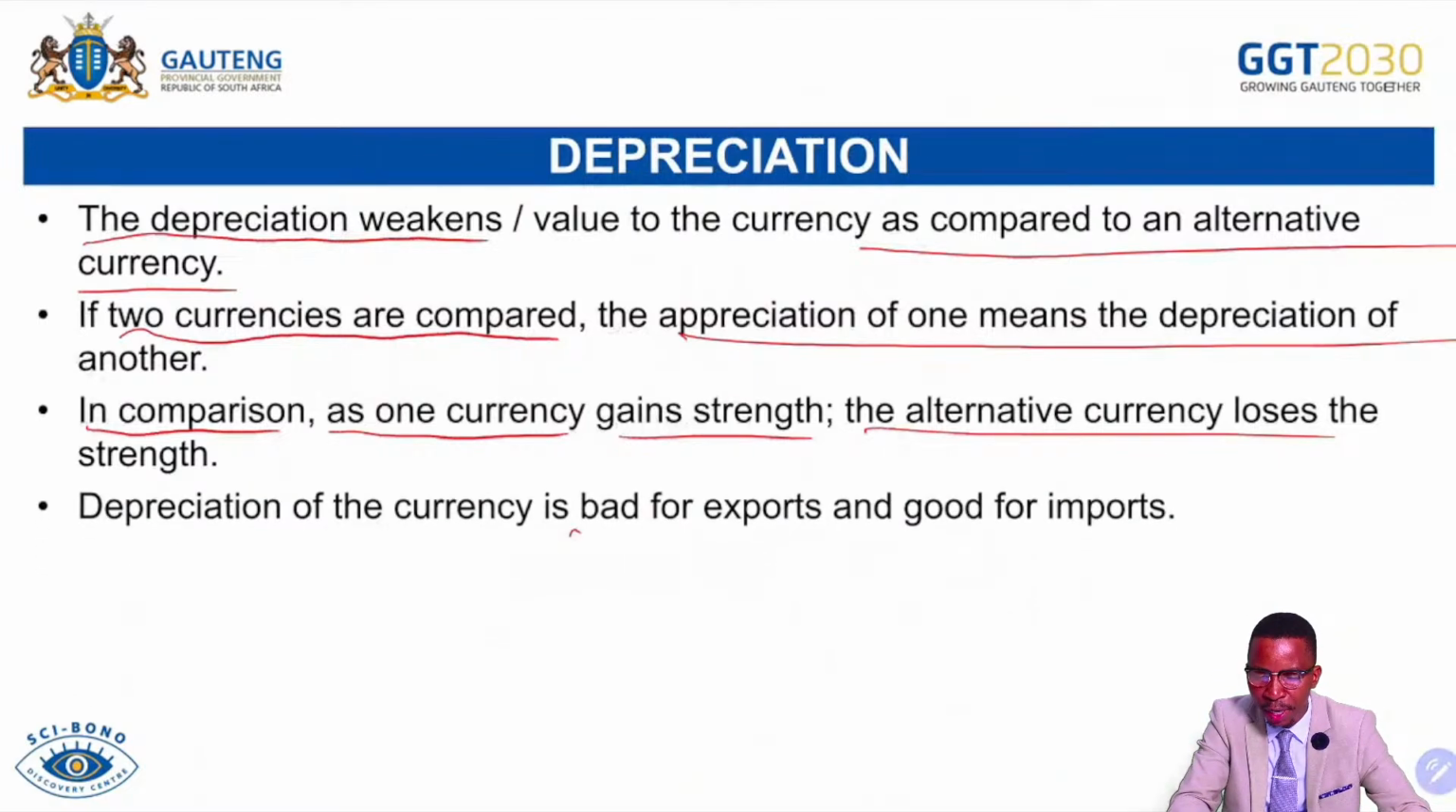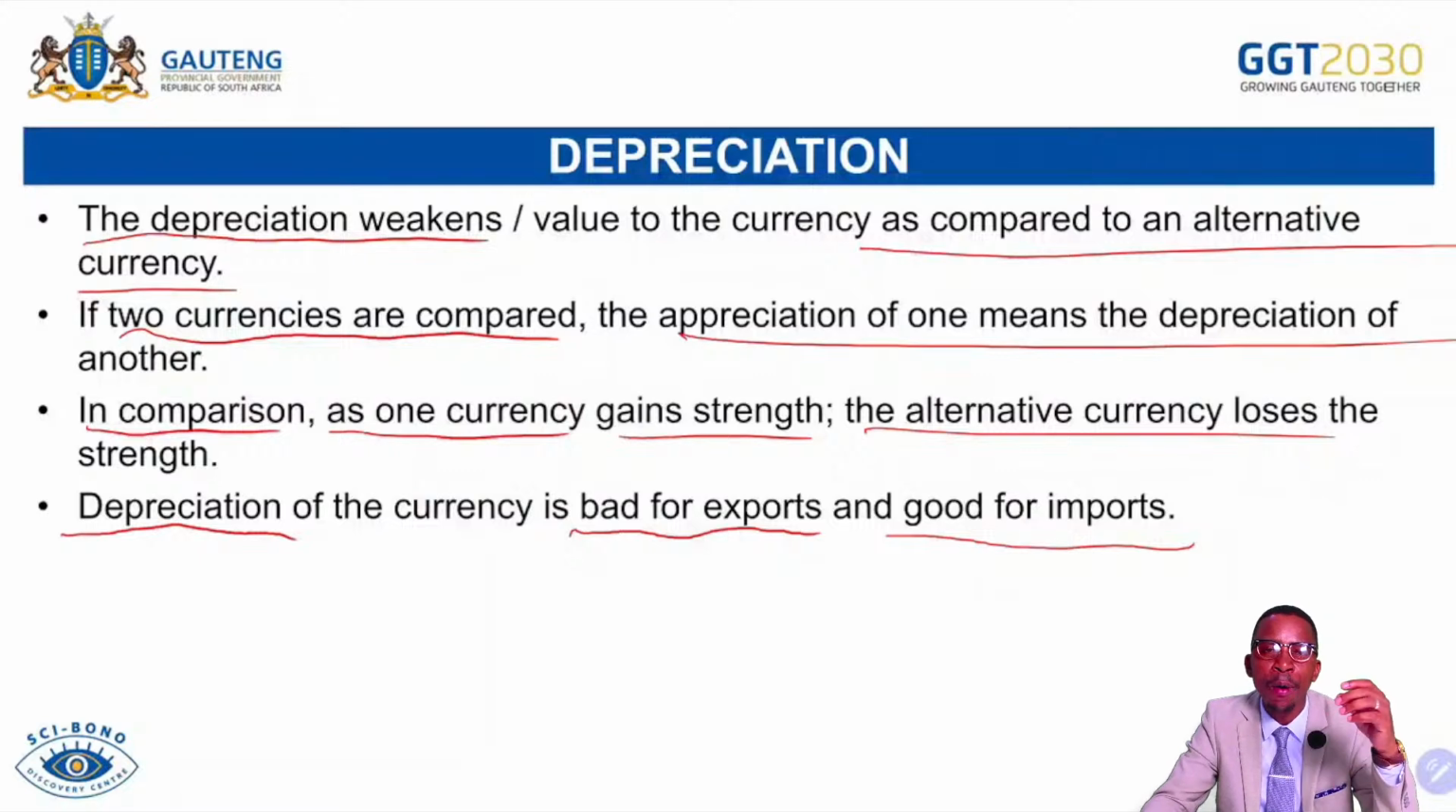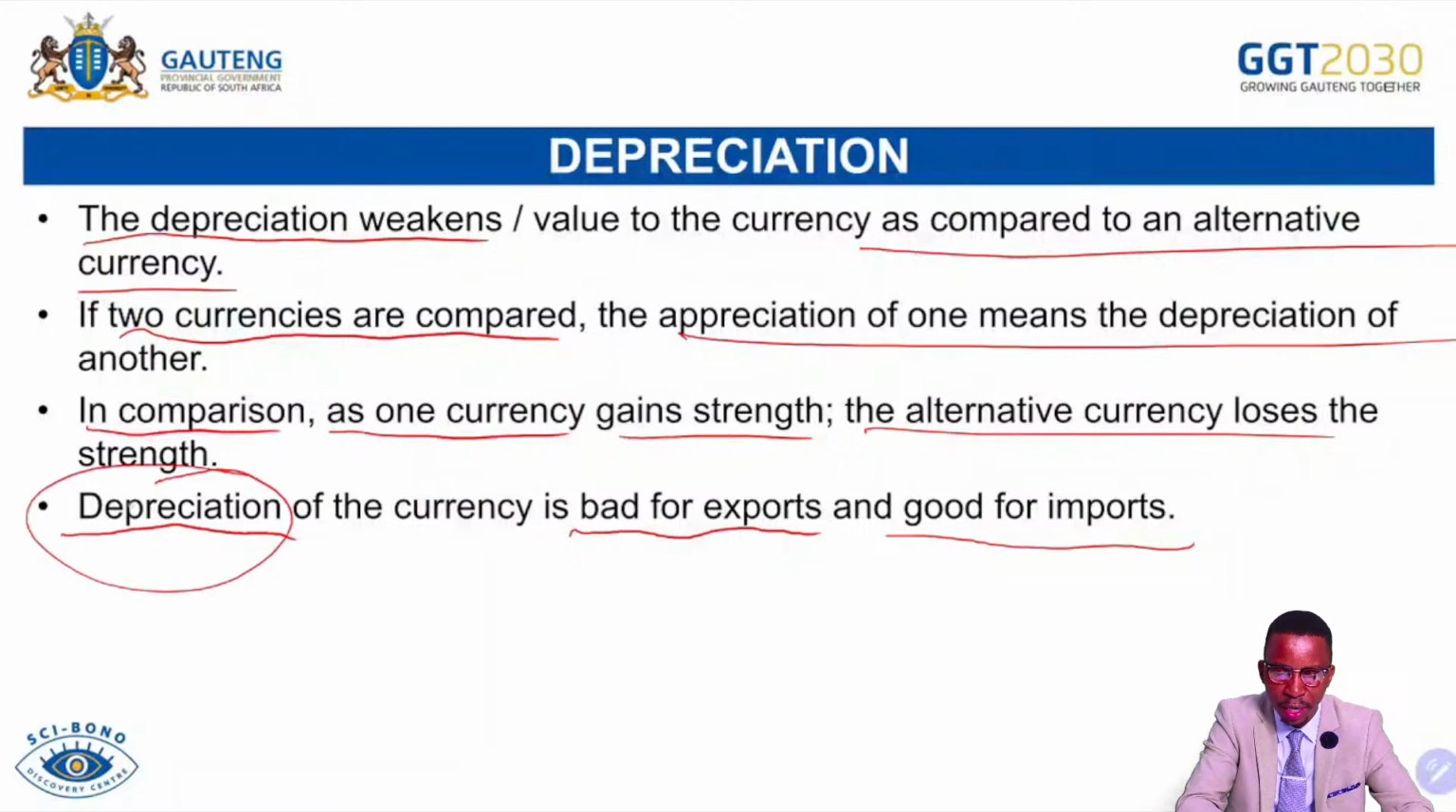Depreciation of the currency is bad for exports and good for imports. What does that mean? As our currency depreciates, it loses value. What then happens? Exports become cheap. Exporters will find it difficult to get more earnings because exports will become cheap abroad, so there will be less earnings received on them. However, there will be more demand for exported goods, but less earnings from them. And then let's check. Imports will become expensive. So if our currency depreciates, what is going to happen?